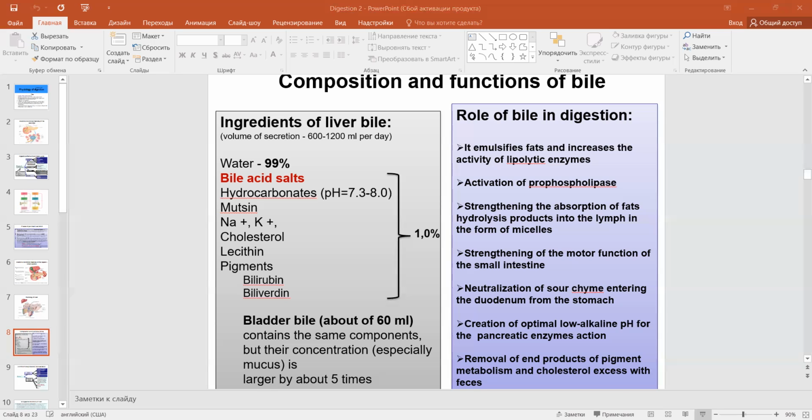Now let's talk about the micelle formation. So bile salts, along with cholesterol and lecithin, which are also constituents of bile, play an important role in facilitating fat absorption through micelle formation. Like bile salts, lecithin has both a lipid-soluble and water-soluble part, whereas cholesterol is almost insoluble in water.